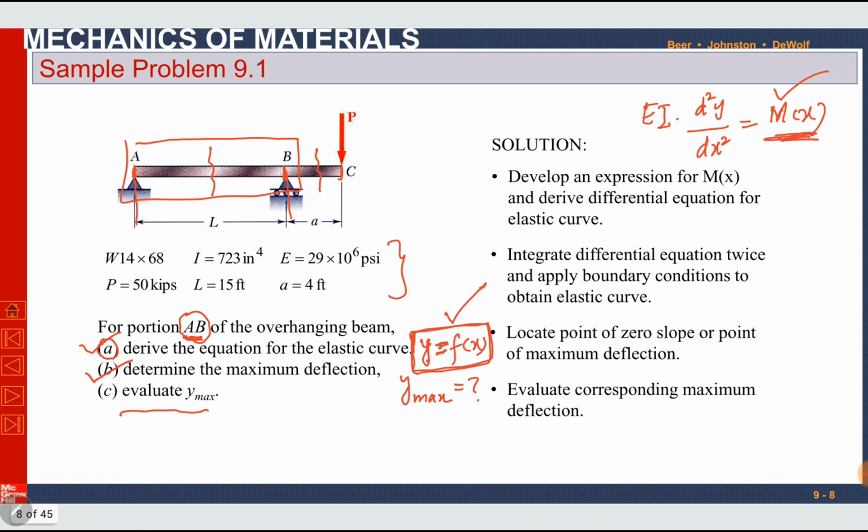It is solved. In part C, we have to evaluate y maximum. So for the numerical value, we have to put corresponding numerical values of I, E, P, L and A. L and A both are in feet. We have to convert them into inches. 1 foot is equal to 12 inches. So by multiplying L with 12 and A with 12, and P is given in kilopounds, so it is 15 times 10 power 3 pounds.